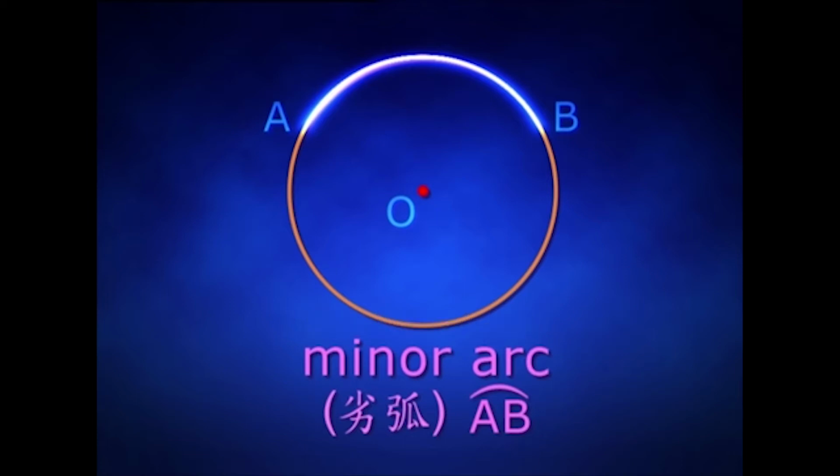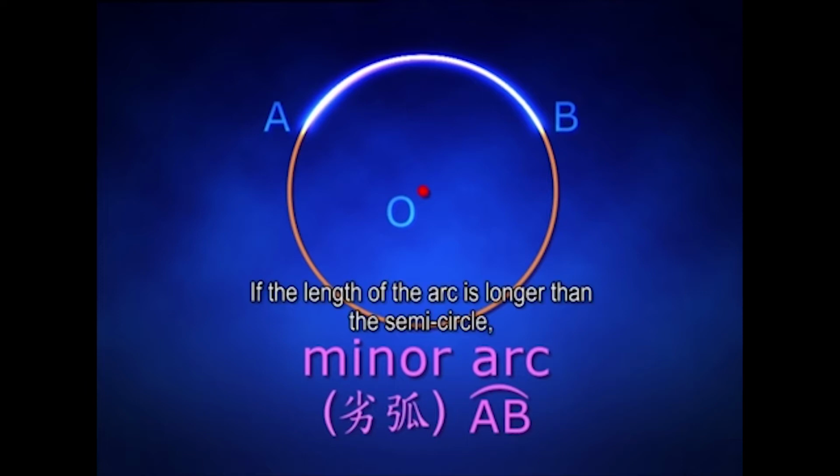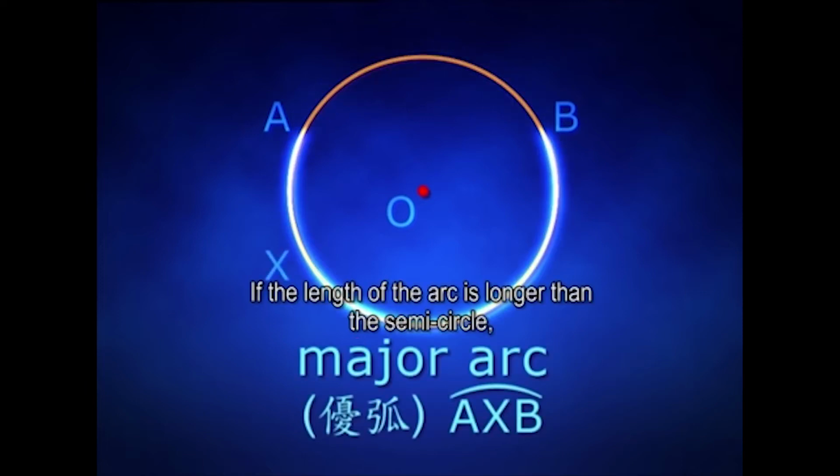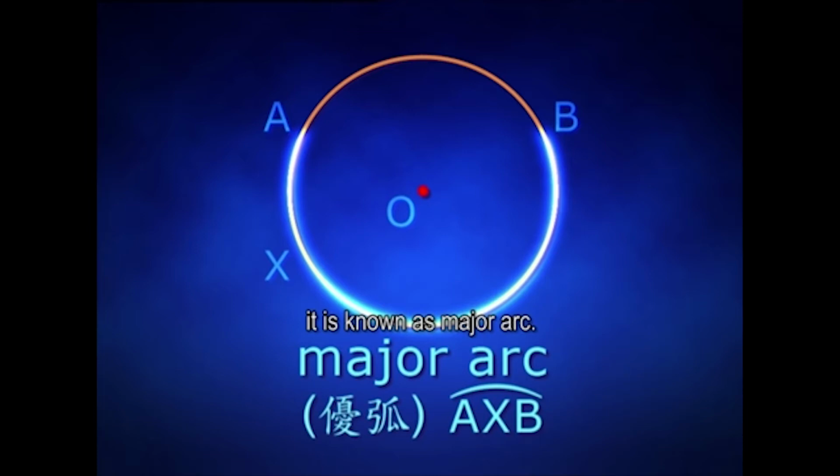Minor arc AB can be expressed in writing like this. If the length of the arc is longer than a semicircle, it is known as major arc. Major arc AB can be expressed in writing like this, where X being any point on the major arc.